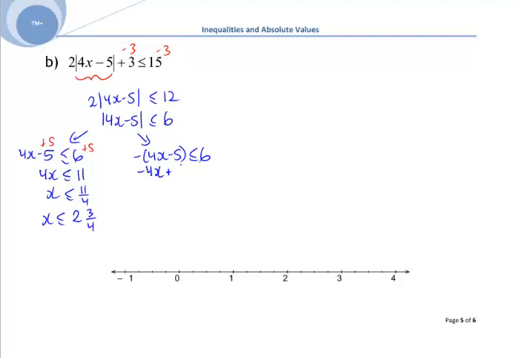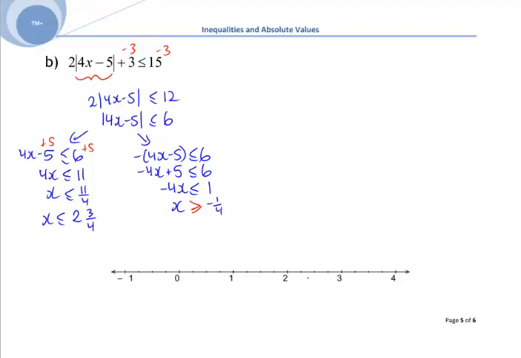Expand my bracket, isolate the unknown, so I need to take 5 from both sides. So I've got negative 4x less than or equal to 1. I need to divide by negative 4, so I'm going to change the direction of my inequality. So x is greater than or equal to negative 1/4.